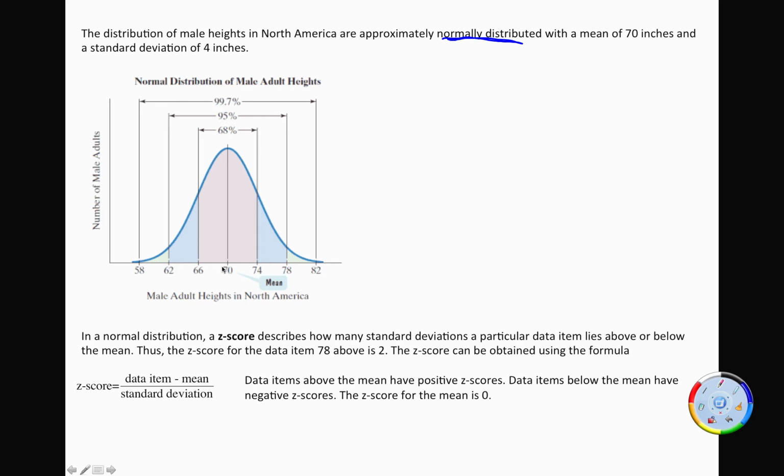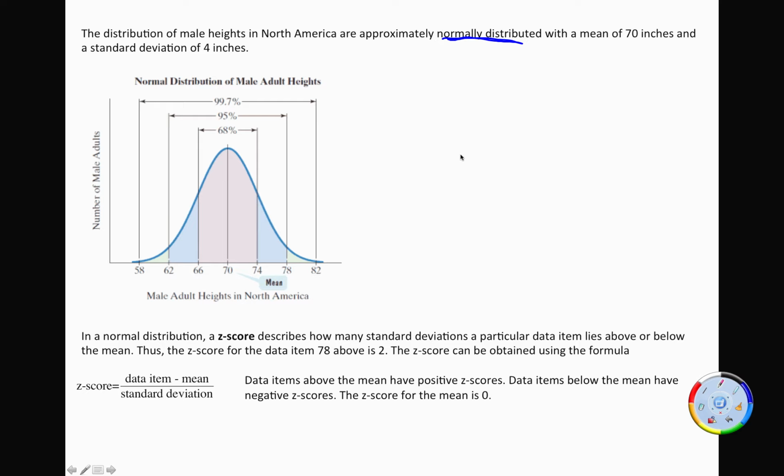With a mean of 70, and if the standard deviation is 4 inches, then 1 standard deviation would be add 4. 2 standard deviations would be to add 4 and 4. 3 standard deviations, add 3 fours. Okay, same direction here, except we're taking off 4. Take off another 4, take off another 4. So I can fill these values in immediately by just knowing the mean and the standard deviation. Then we can answer all kinds of questions about it.